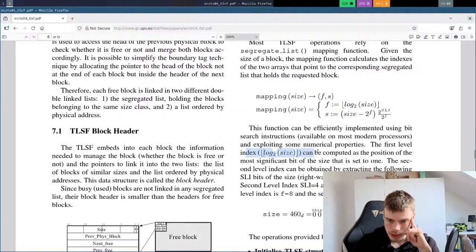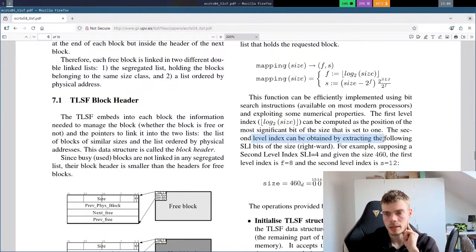The first level index is log2 of the size, which can be computed as the position of the most significant set bit of the size. The second level index is obtained by extracting the following SLI bits of the size's right word. For example, supposing a second level index SLI of 4 and given the size 400, what are the first level index and second level index? Why are they referring to second level index 4?